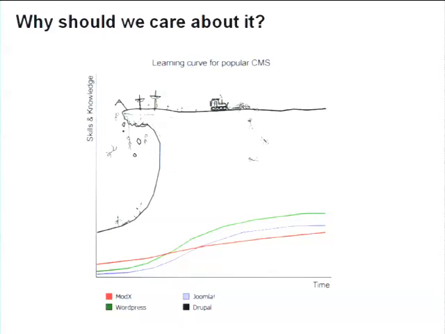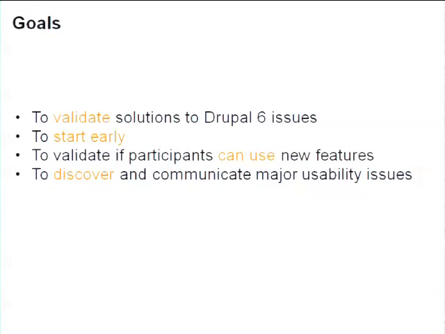We're trying to make Drupal so that people who aren't as embedded in the project as we all are can enjoy it as well. So the goals of the testing were to validate the solutions to the Drupal 6 problems that we came up with. We also wanted to start really early because Drupal 8 had just opened up a couple months prior, and this would give us a great starting point to know what issues we needed to fix.